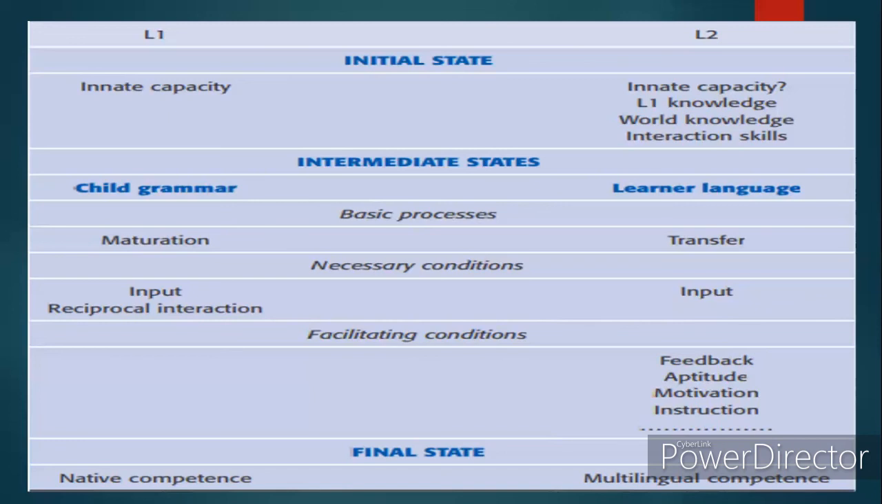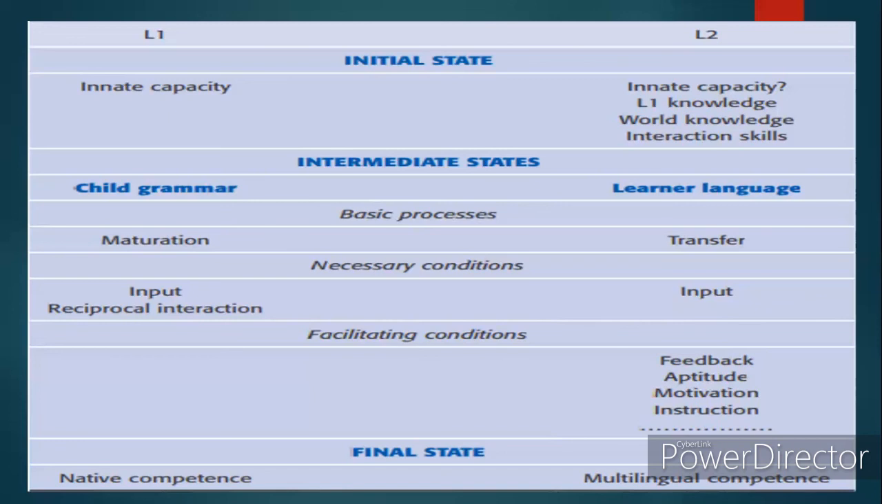It is also necessary to consider the following conditions: the feedback, including correction of the second language learner's errors, that's still under intermediate states. Aptitude, including memory capacity and analytic ability, motivation or need and desire to learn, and instruction or explicit teaching in school settings. So the final state is the outcome of L1 or L2 learning.